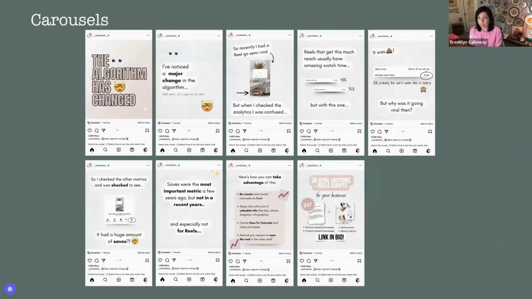Carousels. Now, this is one example of a carousel, but everything in here is pretty factual. So this is also something that would be saved. But the last slide on here is kind of an offer. But in all this information you've provided, you've earned the right to sell on the last slide. So this is kind of a content formula in and of itself. But we've got the hook on the front that says the algorithm has changed. And obviously, we're going to inform you on how it's changed throughout this carousel.